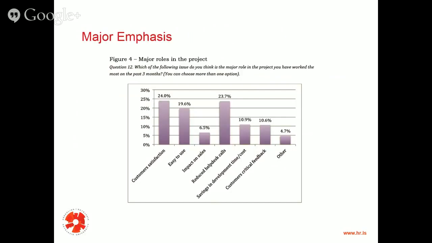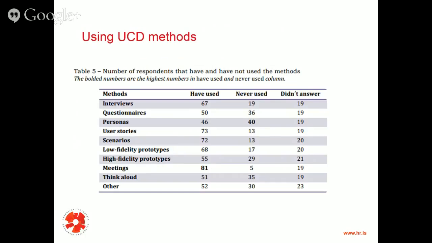So we asked them also what is the major emphasis, and they say customer satisfaction got the highest rating, and then they wanted to reduce help desk calls also. Easy to use, usability is also highly rated there. And what methods are these people using?